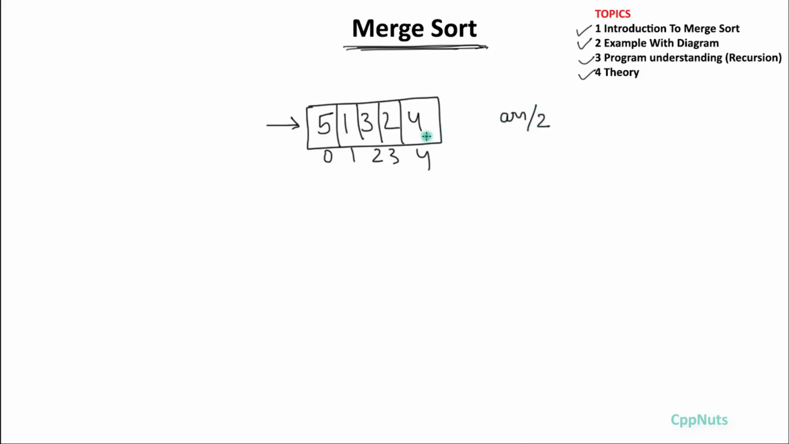2. So as this is odd number of elements collection, either of the side will have one greater element, okay. So if you are dividing this, then it would look like this: 5, 1 and 3, and next half would look like 2 and 4, okay. So this is your one array and this is your another array, okay. So that's why it is called divide and conquer.